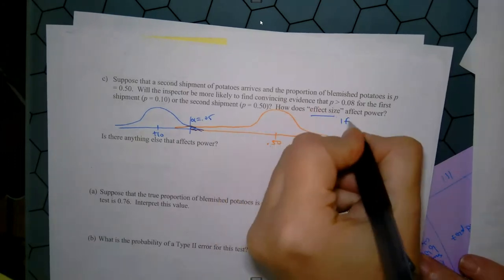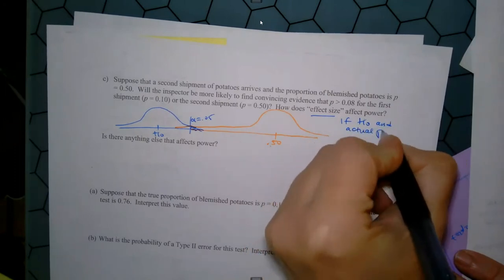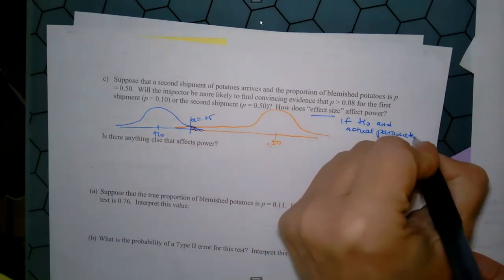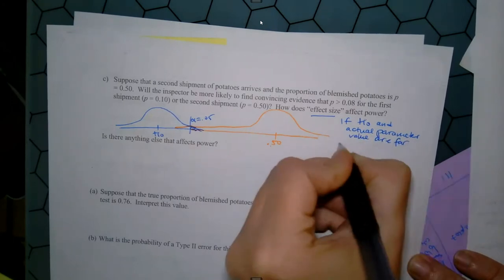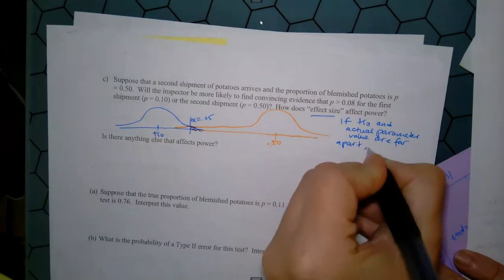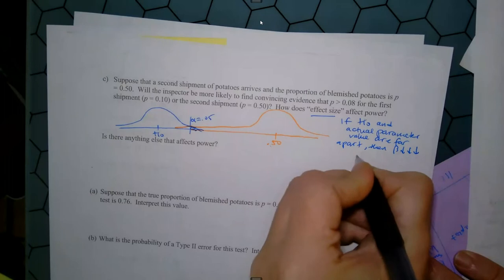But if the null and the actual parameter value, should you ever know it, which you won't, are far apart, then the beta, the type 2 error, is very, very low, which means power is high.